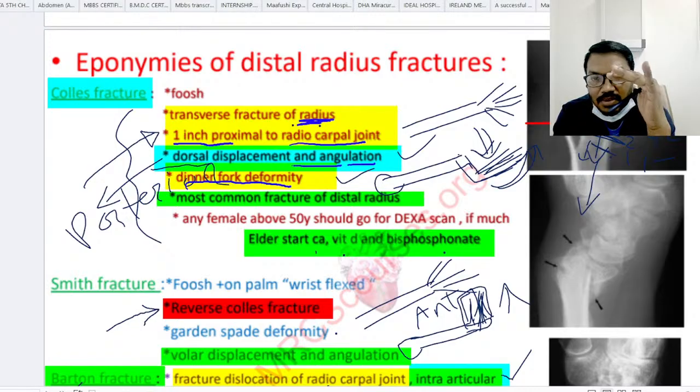It will look like a dinner fork, this picture. Dorsal displacement and angulation. So it looks like a fork, dinner fork. Most common fracture of the distal radius.